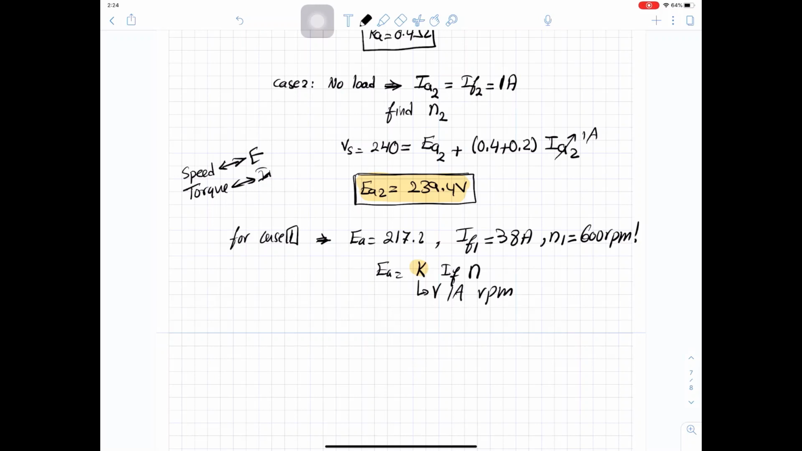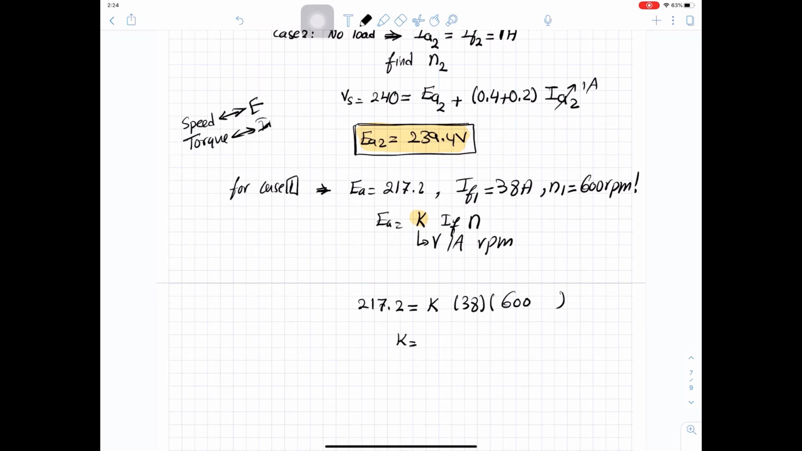So we can say EA 217.2 equal to K, IF is 38, N is 600. So we can find K, and the unit for this K, so let's calculate this K, 217.2 divided by 38 multiplied by 600. So this K is 9.526 10 power negative 3 volt per ampere RPM.